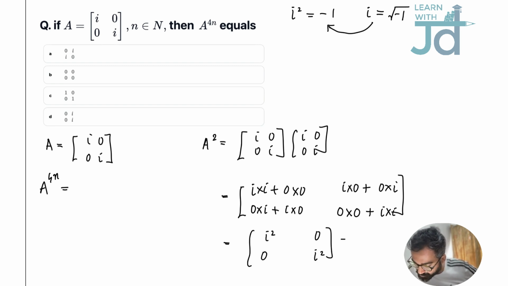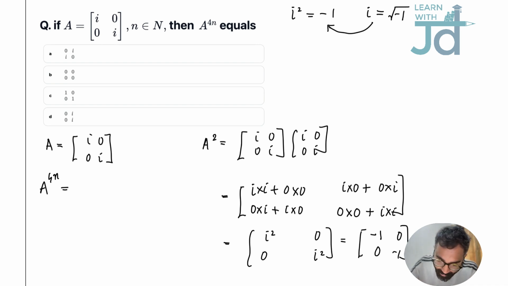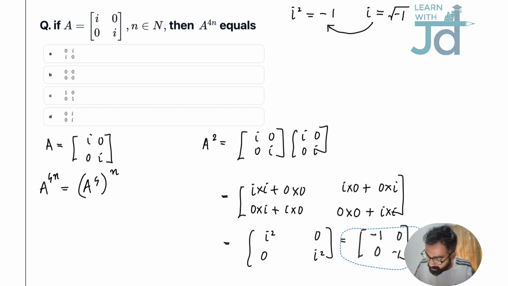And as I told you, i square is -1. So -1, 0, 0, -1. This is the matrix. This is the A square matrix. But what do we need? See, you can write this A raised to 4n as A raised to 4 raised to n. So first what do we have to find? We have to find A raised to 4. Correct? So for that, I have to next find A cube. So let me just copy this. So this is my A square.